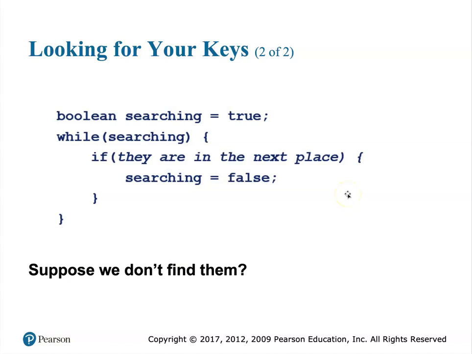So to make it a little bit more Java-like, let's create a Boolean variable called searching. If searching is true, we're still looking for the keys. While true, oh, okay, true, that evaluates to true, we go in. If they are in the place, searching equals false. If they're not, we go back up and we look to the next place, and they're not, and we go back up and we look in the next place. Can you spot what the problem is with this algorithm?